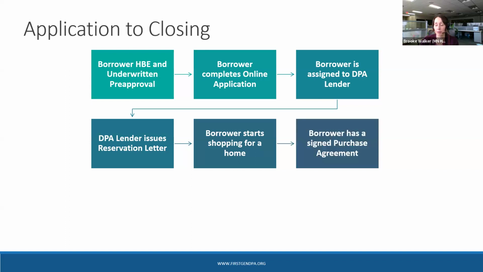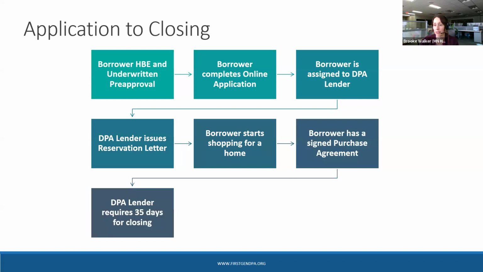Once they have a signed purchase agreement, that purchase agreement will be submitted to the DPA lender, and the DPA lender will need 35 days for closing. So that's something we're trying to let the industry know as well. This is not a quick close. This is not a, hey, I can close you in 14 days. You guys know what it takes to process these DPA loans. And so making sure that people understand it's a 35-day minimum.